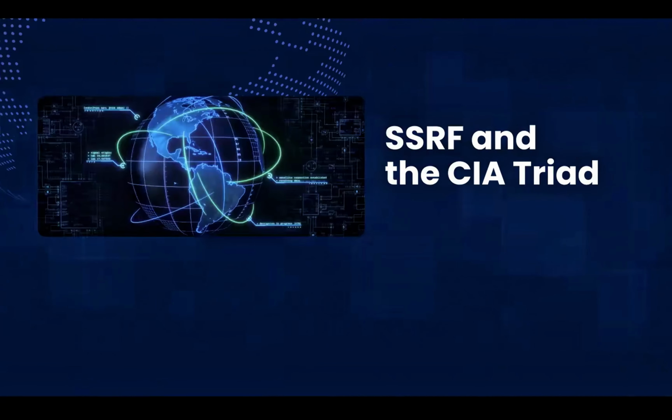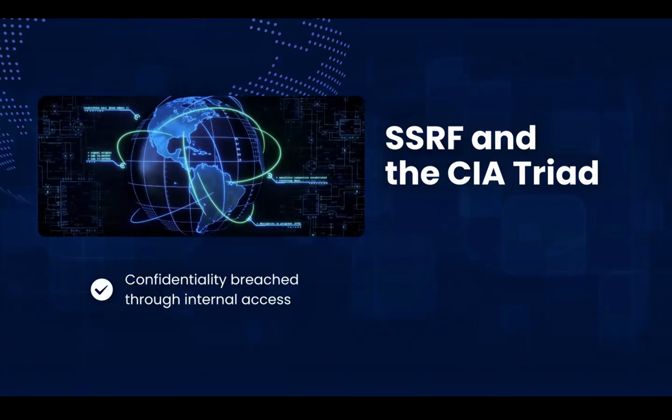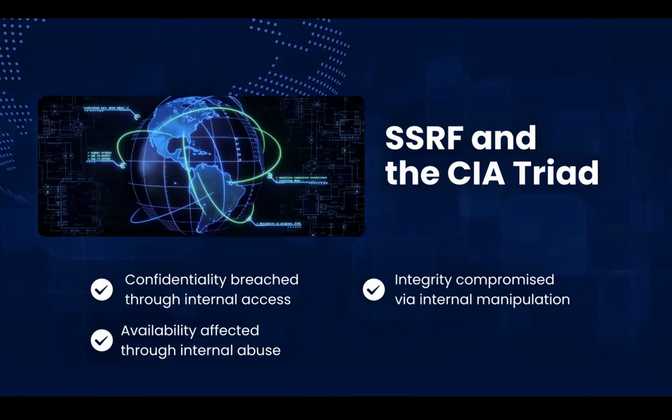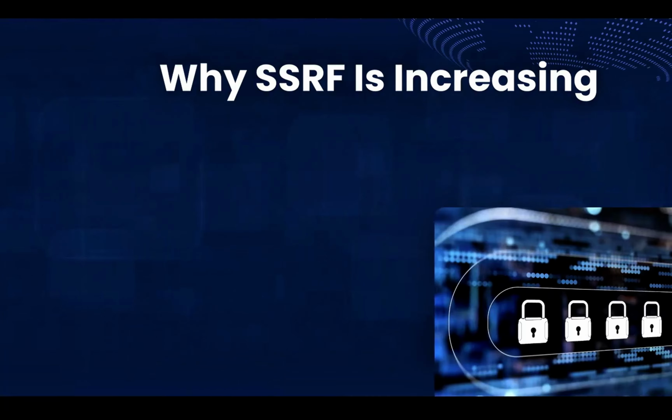Next, let's consider SSRF and the CIA triad. SSRF affects all the three core security pillars. Confidentiality can be breached through unauthorized internal access. Integrity can be compromised through internal service manipulation. Availability may be affected through abuse of internal systems. And SSRF can impact all the three. Some people see this to be a minor vulnerability, but this minor vulnerability can impact all the three core pillars of cybersecurity.